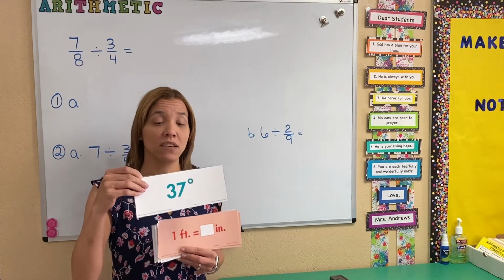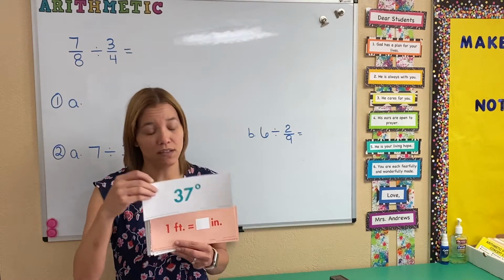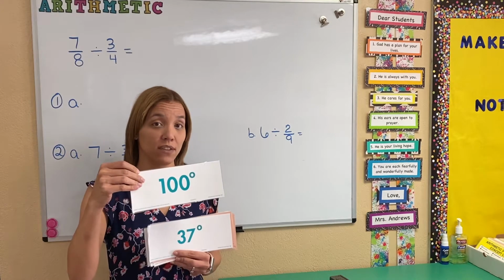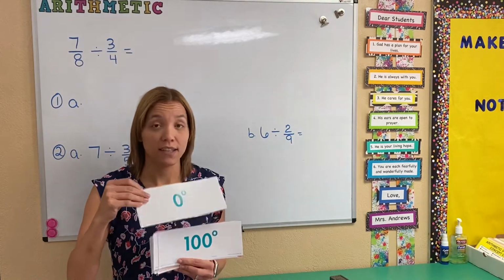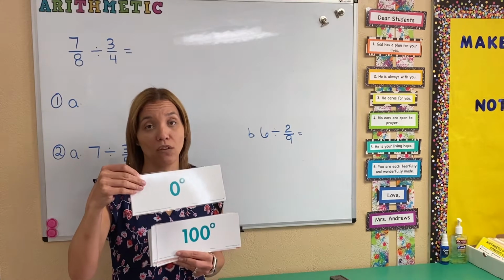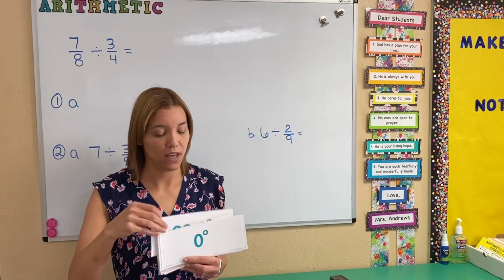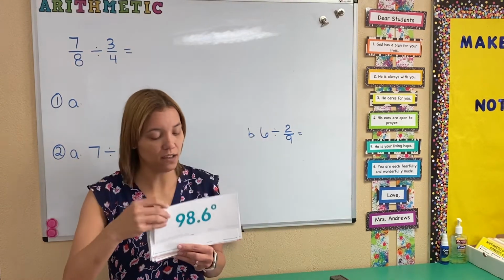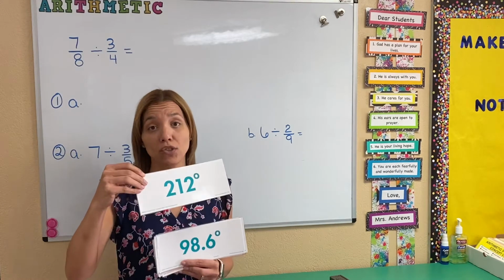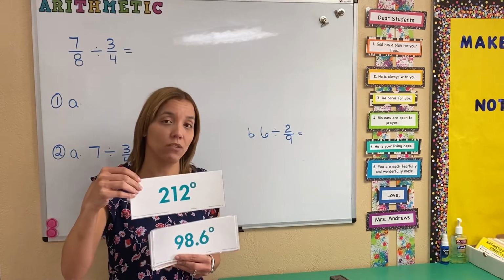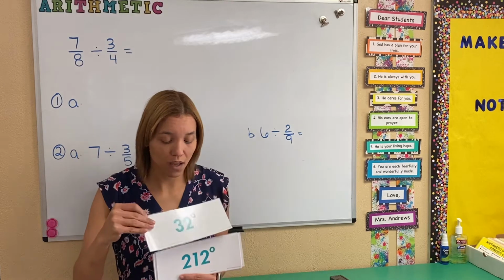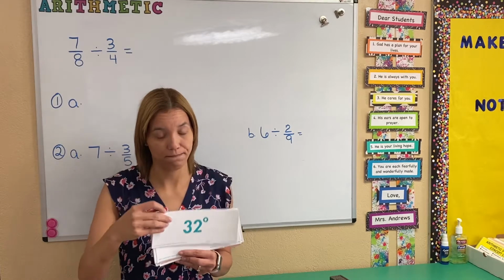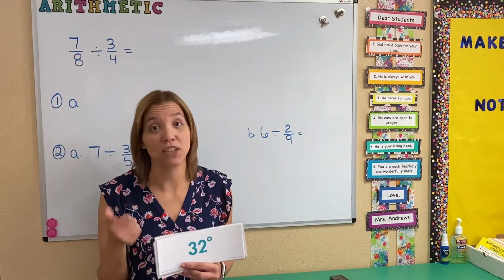37 degrees is the normal body temperature in Celsius. 100 degrees is the boiling point of water in Celsius. 0 degrees is the freezing point of water in Celsius. 98.6 is the normal body temperature in Fahrenheit. 212 degrees is the boiling point of water in Fahrenheit. 32 degrees is the freezing point of water in Fahrenheit. Okay, very good. I hope that you got them all right.